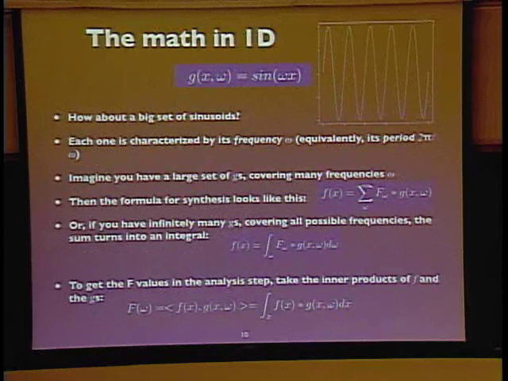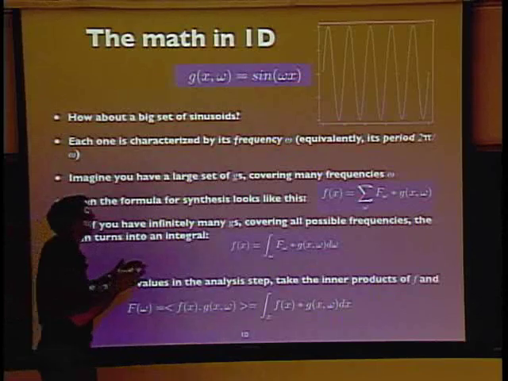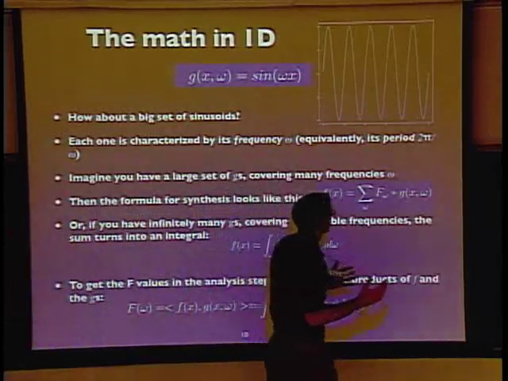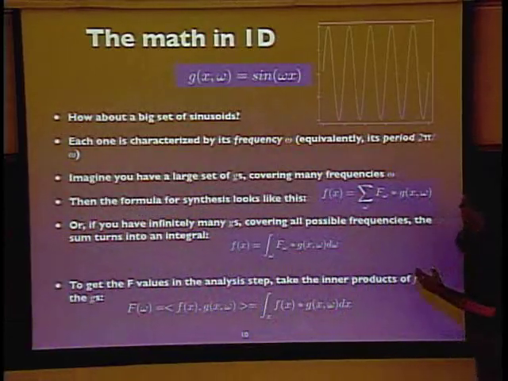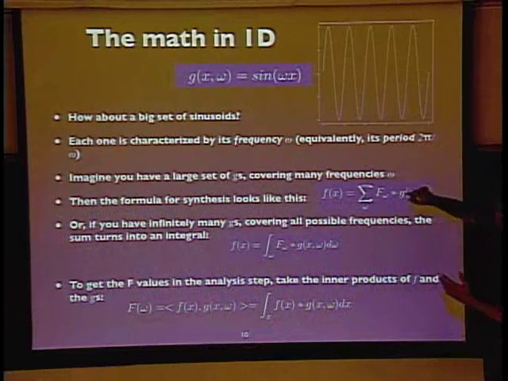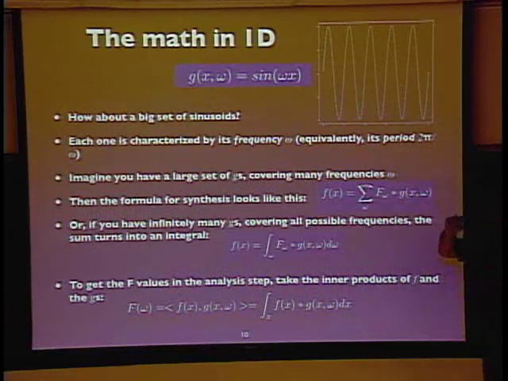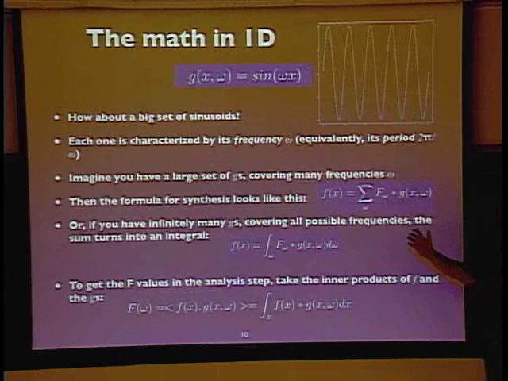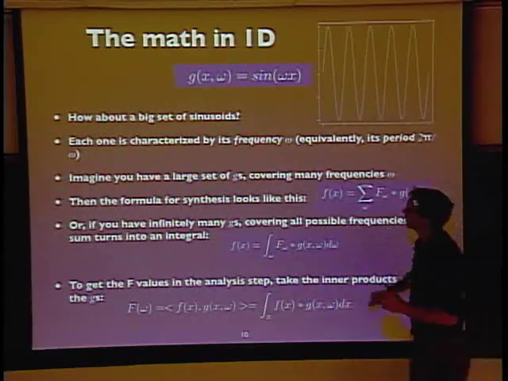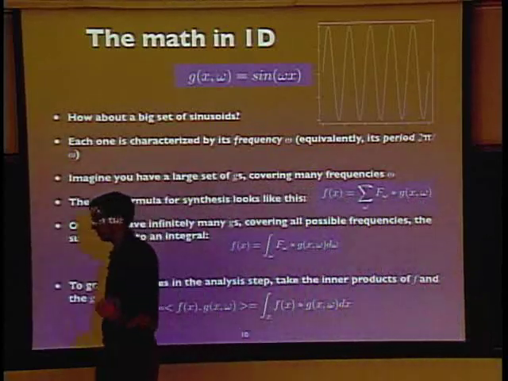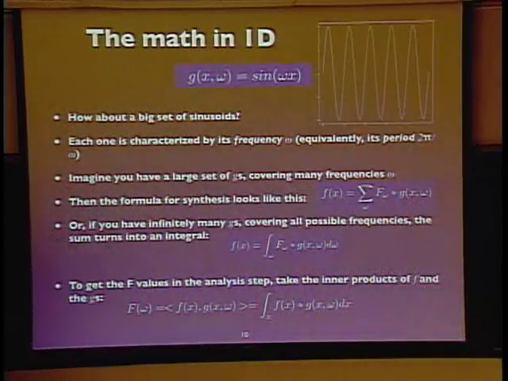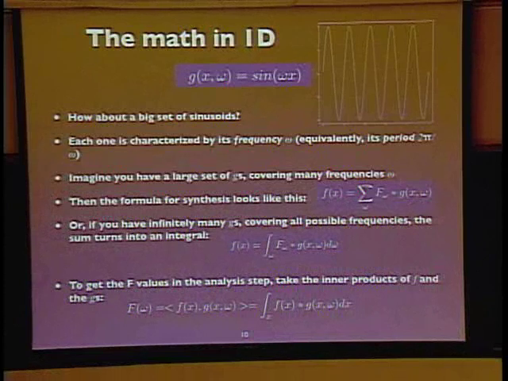Well, let's say that we have a big set of sinusoidal functions. How would we characterize this big set of sinusoidal functions? Well, each one can be characterized by its frequency omega. And hopefully everyone knows what the frequency of a sinusoidal function is. Or equivalently, its period, which is to say, how long does it take to go over its whole cycle and back to the beginning point.